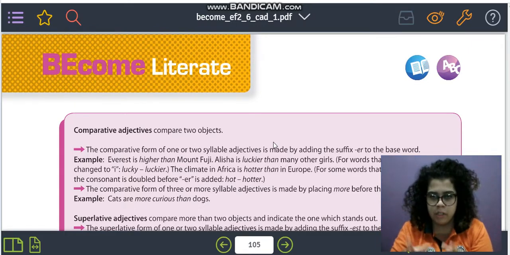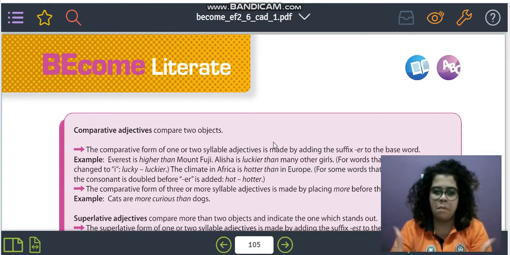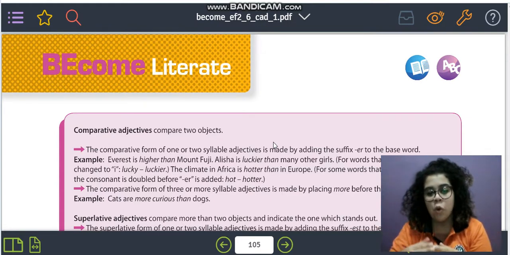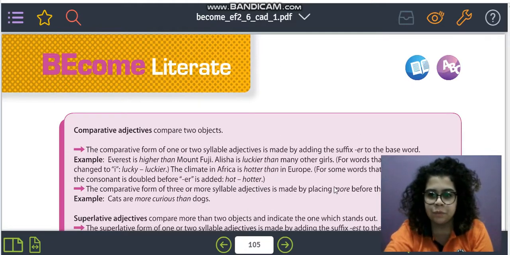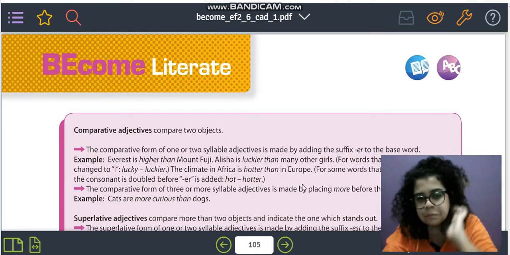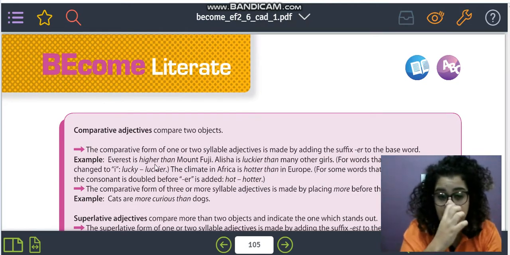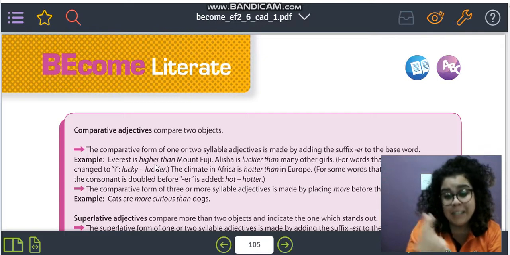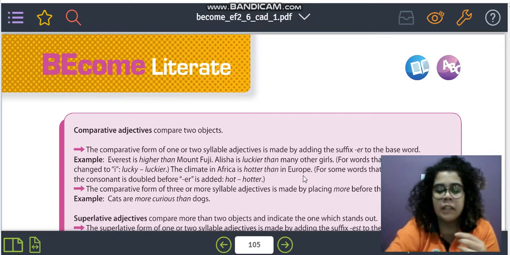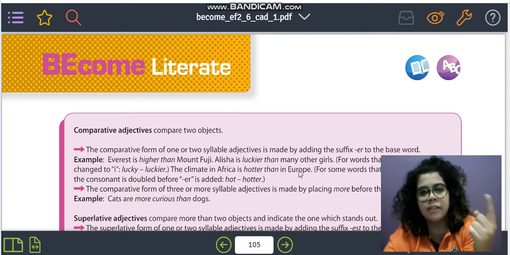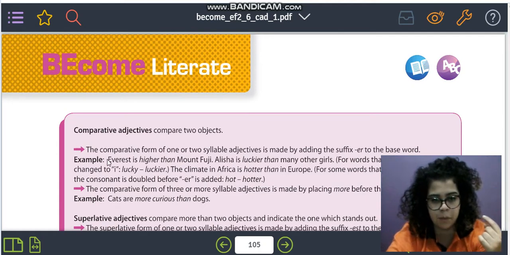Remember, we use the comparative adjectives to compare two objects or two people, and we use the superlative adjectives to compare more than two objects and indicate that one of these objects or this person stands out. We already explained that when forming the comparative of one or two syllable adjectives, it's a short adjective, we have to add the suffix er, like in this example here. Everest is higher than Mount Fuji.